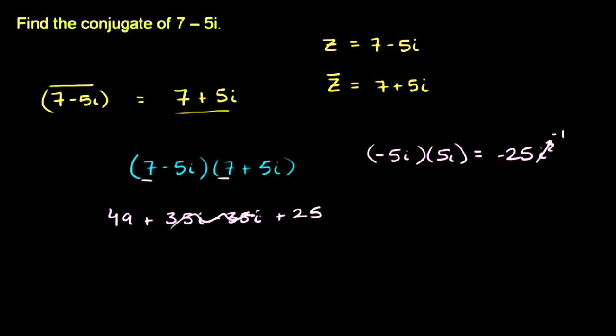And these two guys over here cancel out, and we're just left with 49 plus 25. See, 50 plus 25 is 75, so this is just 74. So we are just left with the real number 74.